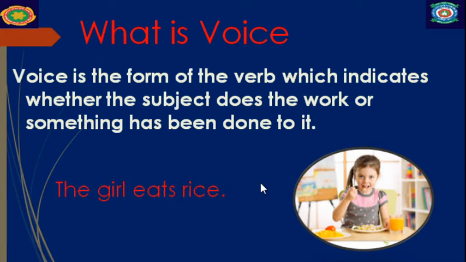The girl eats rice. That means the girl here is the doer. The girl performed the action. The verb here is eats. This action is done by the girl. That means the subject, the girl, is the performer of the action. She is performing this task. It is the action, so the girl is the doer. That's active voice. The subject is active here.